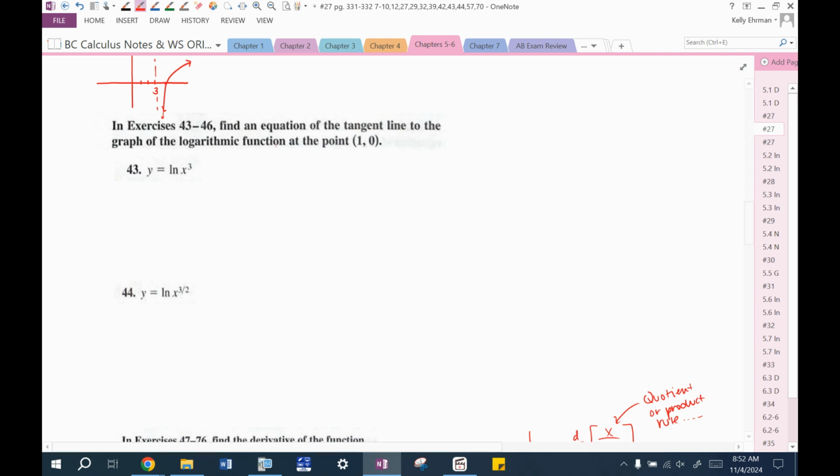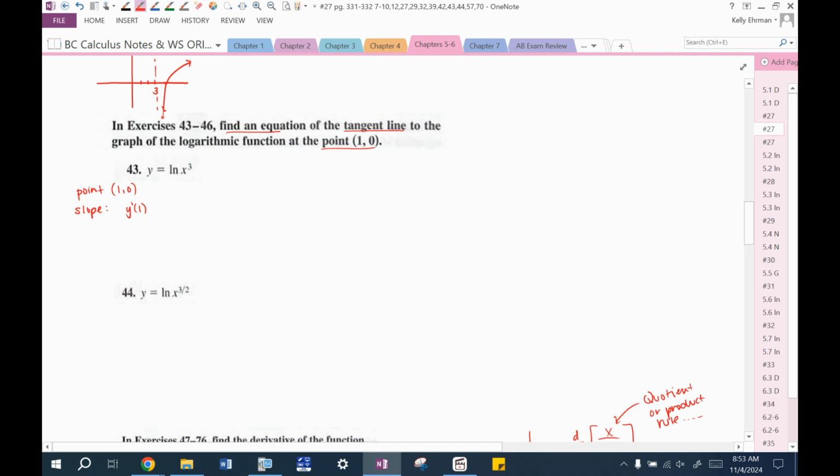For the next one, find an equation of the tangent line to the graph of the log function at the point 1, 0. So remember, for an equation of a tangent line, you need a point, which we were given, 1, 0, and you need a slope. Now the slope is y prime of 1. Okay, so I need a y prime equation.